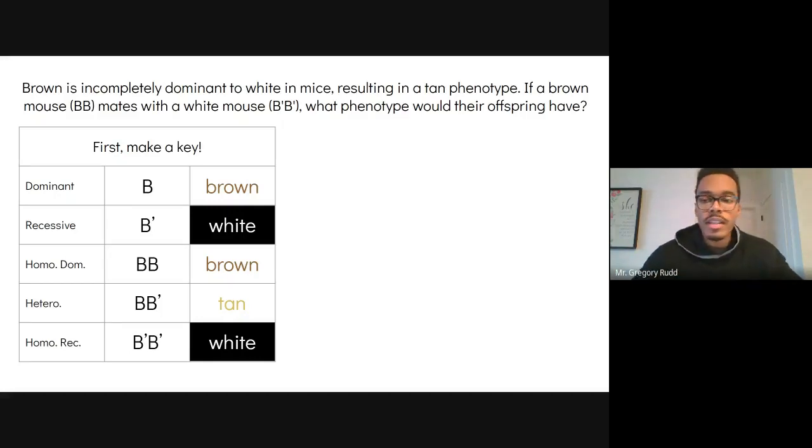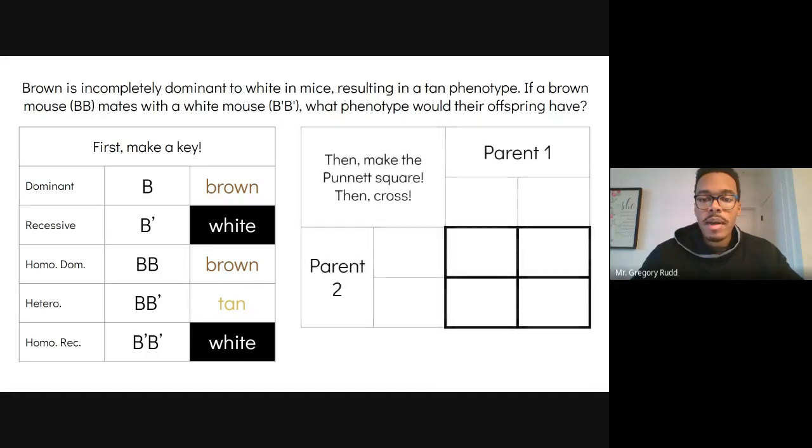Okay, we've got 2 minutes. Our next step is to make the Punnett square. It tells us that one of the parent mice is homozygous dominant, 2 capital B's. The other parent is homozygous recessive, which is B prime, B prime.